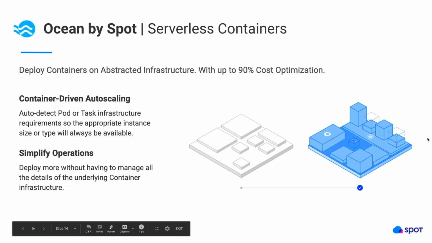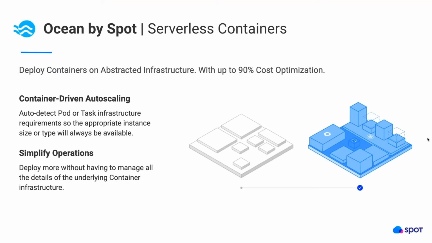So let's talk about a few things that Ocean adds on top of it. So Ocean essentially is a serverless container solution. It allows you to deploy containers on an abstracted infrastructure with the ability to save up to 90% on your costs. And we do that by providing a container-driven auto-scaling solution. So we will auto-detect the pod or the task's infrastructure that is required. And based on that, we will launch the appropriate instance size, type, and lifecycle, and make sure that you constantly have the infrastructure available for your needs.